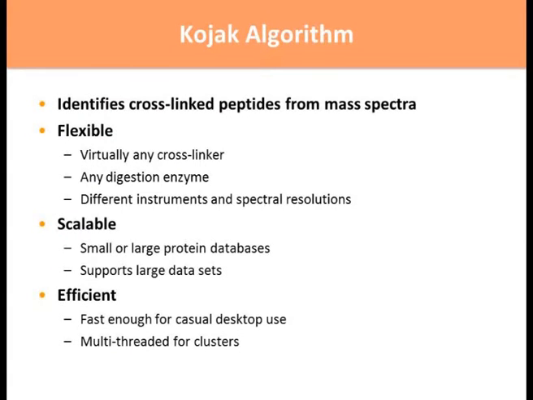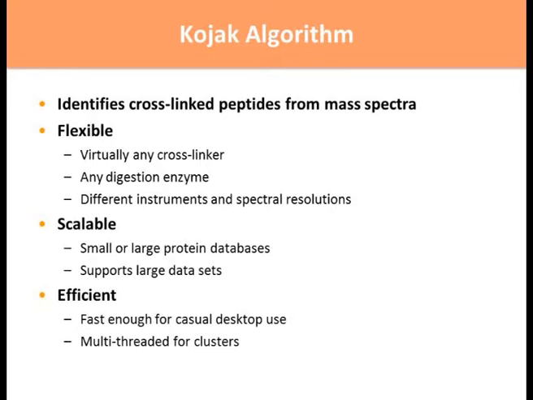So the Kojak algorithm itself, its single purpose is to identify cross-linked peptides from mass spectra. It is flexible, so any cross-linker can be used, just about any digestion enzyme, and it accepts data from different instruments and different spectral resolutions. I'm going to say right now that whatever instrument you use, if you were to do this sort of analysis, pick a high-resolution instrument.